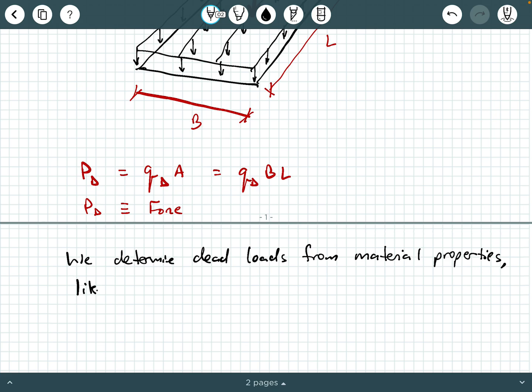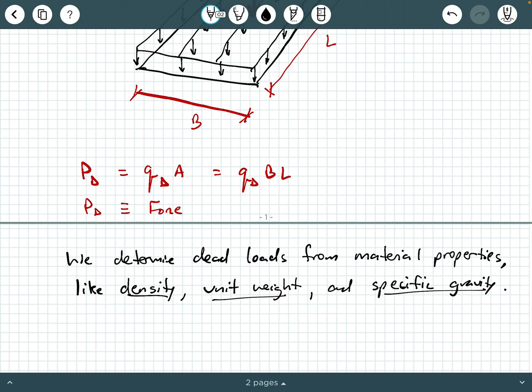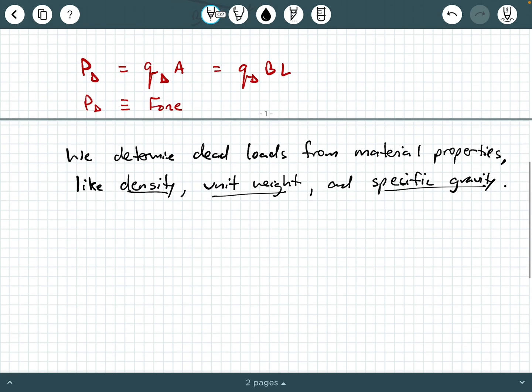Like density, unit weight, and specific gravity. Okay, so that's one way to determine dead loads, through a material's properties like density, unit weight, specific gravity.